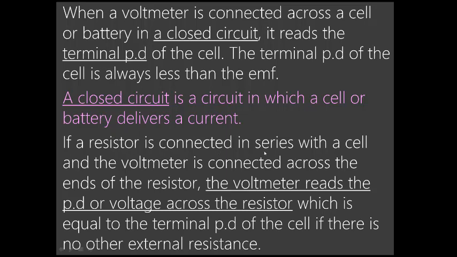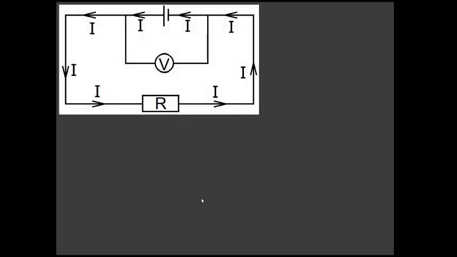If a resistor is connected in series with a cell and a voltmeter is connected across the ends of the resistor, the voltmeter reads the PD or the voltage across the resistor, which is equal to the terminal PD of the cell if there is no other external resistor. I'll explain better with this diagram. If you look at this resistor connected in series with this cell, they are in series, and a voltmeter is connected across the terminals of the cell, or in parallel with the cell.